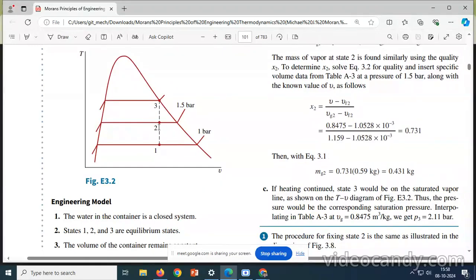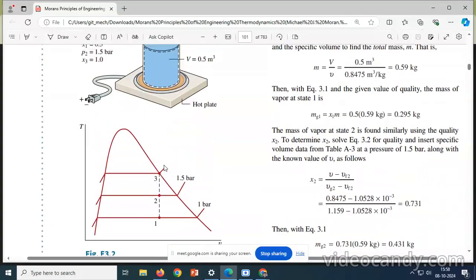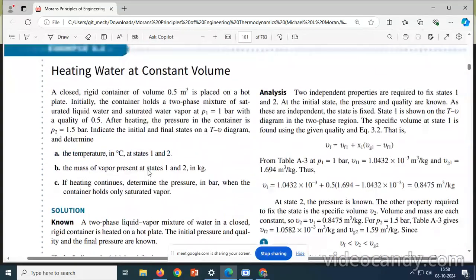At point 2 we need to find out whether all the particles are in the vapor or in the liquid state. But at point 3, you can see you have to heat up to which condition? They have given only the problem. After heating, the heating will continue. If heating continues, determine the pressure in bar.